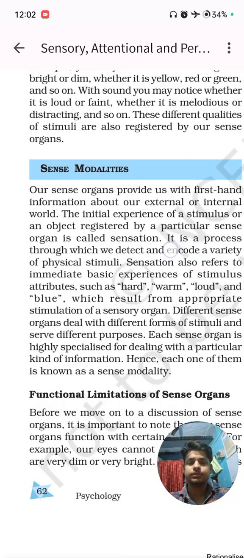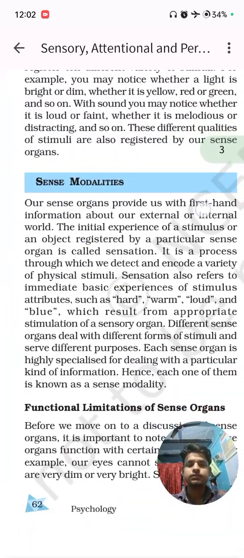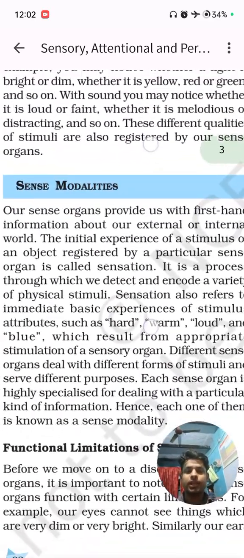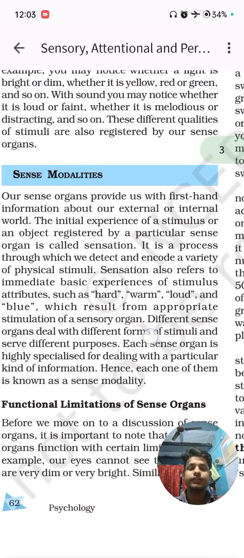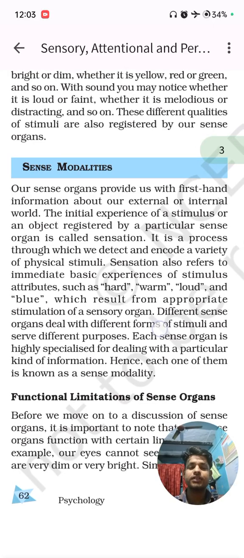Sense modalities. Our sense organs provide us with first-hand information about the external or internal world.